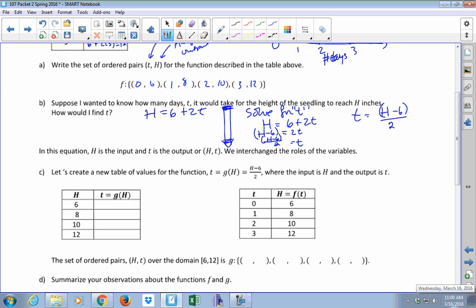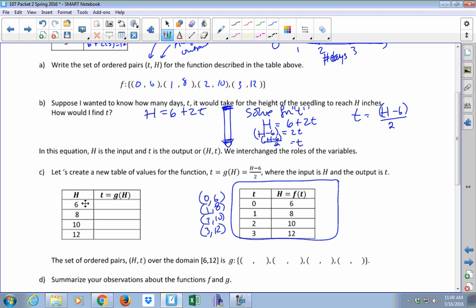So let's create a new table now looking at the values. We've already done this table right here. So let me just right beside this table write those 4 ordered pairs that we just looked at a minute ago: 0, 6, 1, 8, 2, 10, and 3, 12. So those were the ordered pairs for the function h equals f of t. And now let's perform the same or similar operations, but we're going to follow this. H is going to be our input. We're going to subtract 6 and divide by 2.